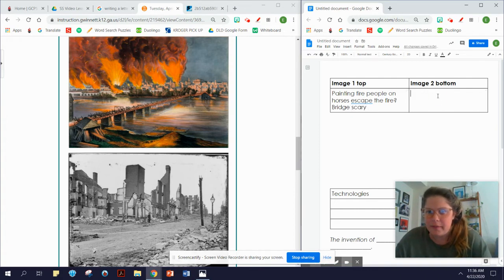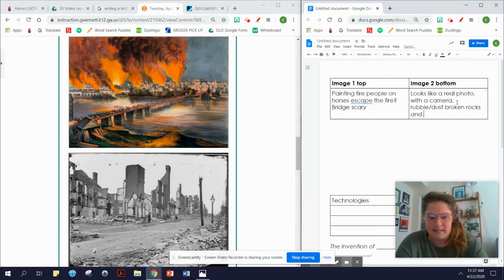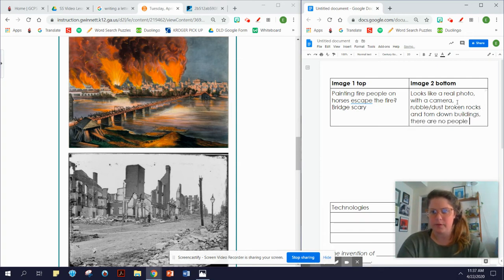Now image 2 on the bottom looks like a real photo. It looks like it was taken with a camera, right? And when you're taking notes like this, you make mistakes sometimes, so don't worry about that. When you're looking at this photo down here, it looks like a bunch of rubble everywhere and some dust, broken rocks and torn down buildings. It almost looks like there was a bomb or something there, right? There are no people nearby.